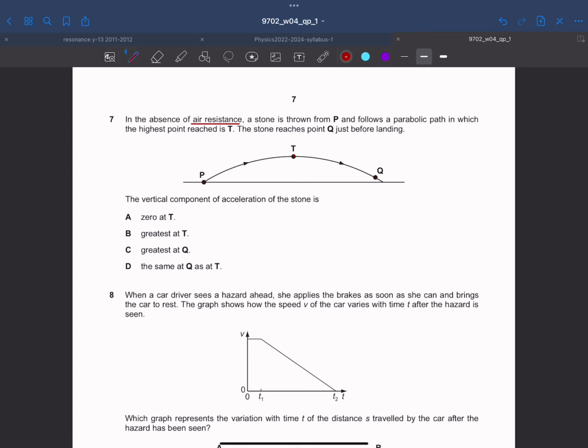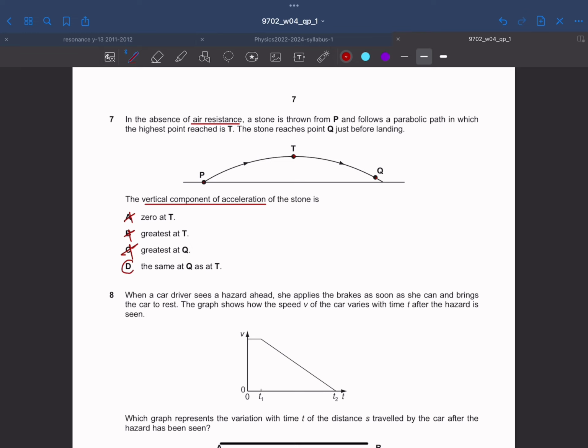The vertical component of acceleration of the stone. So this is very, very important. In this case, remember one thing, that the motion is basically under gravity. So throughout this motion you can say that the acceleration will be acceleration due to gravity. So simply you can say that at each and every point we will have the same value for vertical component of acceleration, which is nothing but g. So it's not 0 at T, that is not correct; greatest at T is not correct; greatest at Q is not correct.